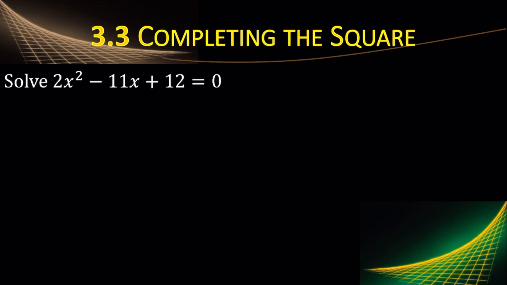All right, let's solve this one. Let's start by subtracting the 12 and get it on the other side. This time we have a 2 in front of the x squared, so we have to divide everything by that 2. So I'll have x squared minus 11 halves x equals negative 6.